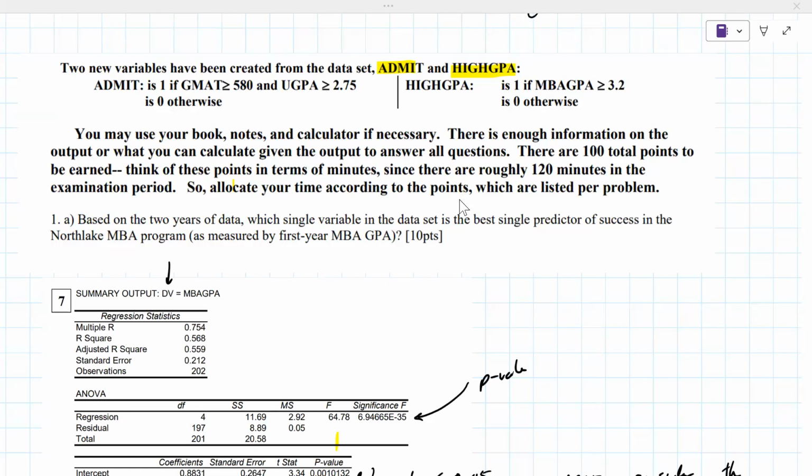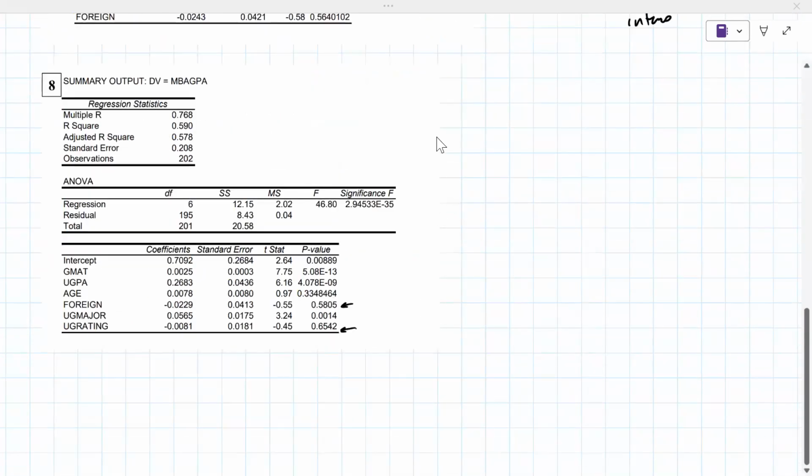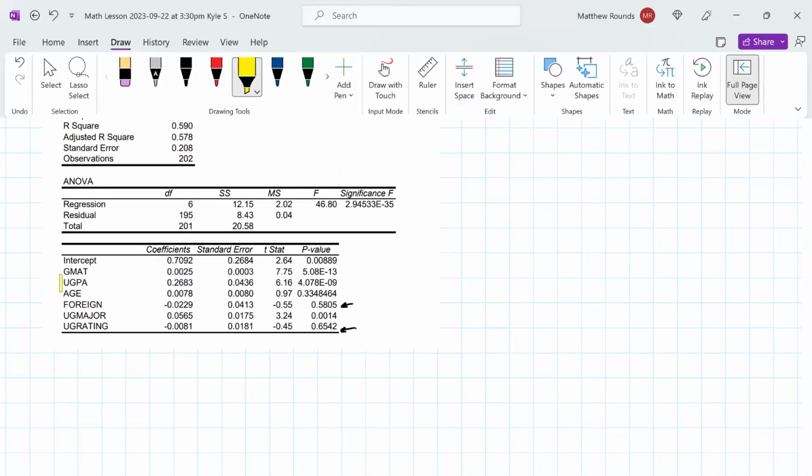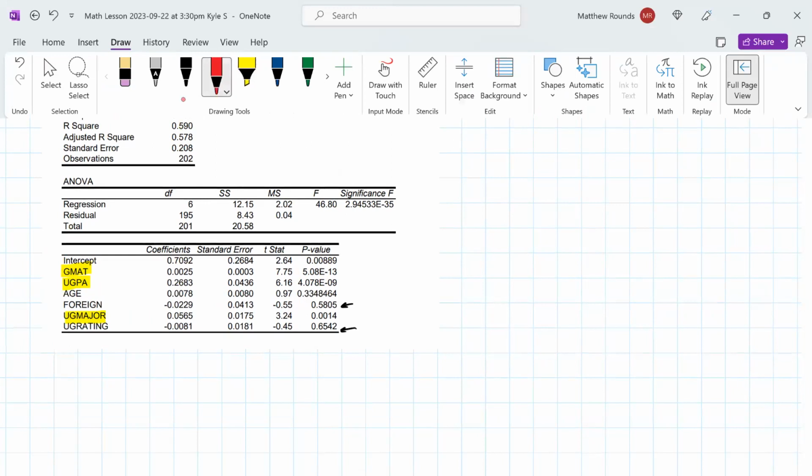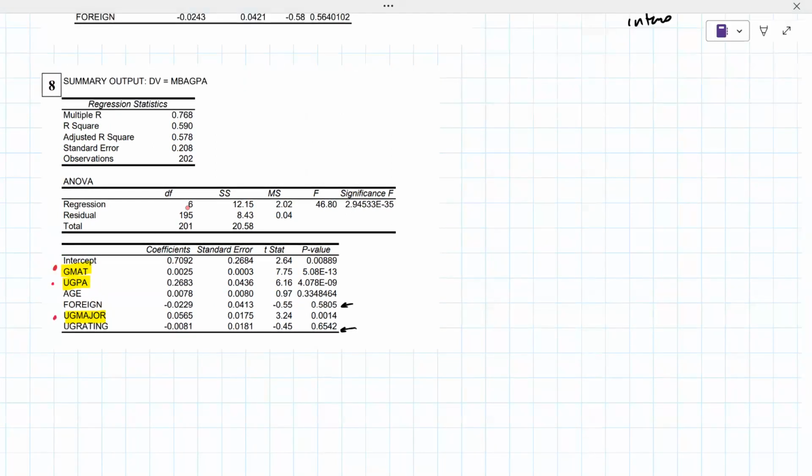Well, if I need to answer some questions here, let's look and see which ones are significant. The GMAT is significant because the p-value is less than 0.05. That's the minus 13, that's 0. The UGPA is also significant. The UG major is also significant in this model. So those three are significant in this case because the p-values are less than 0.05. Now, that's just a standard we go off of, 0.05. They're supposed to tell you what the threshold is, so I'm making a little bit of an assumption there.